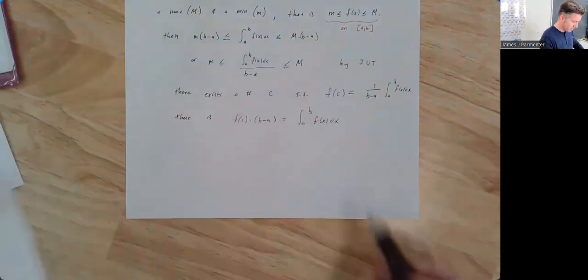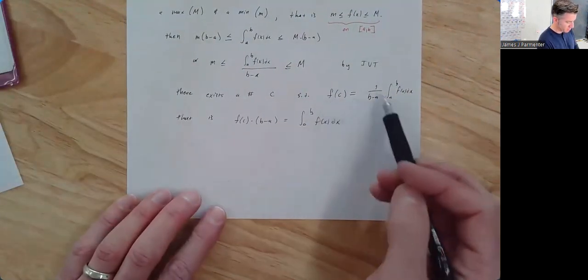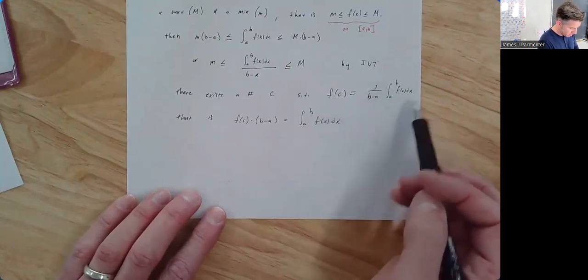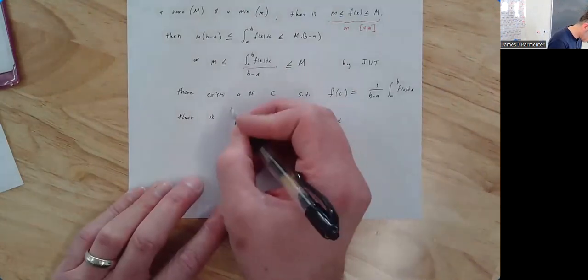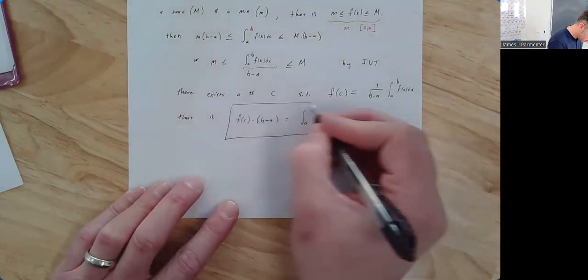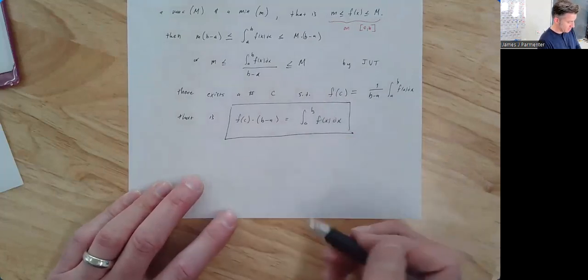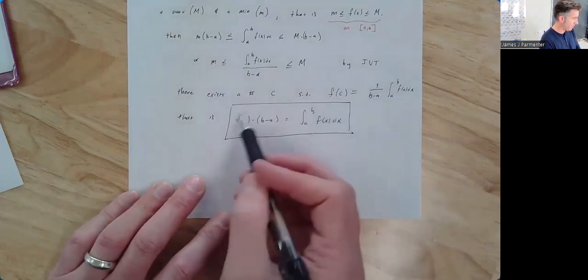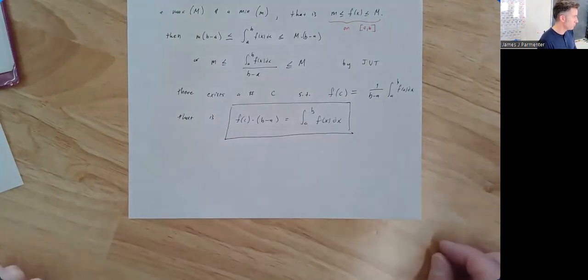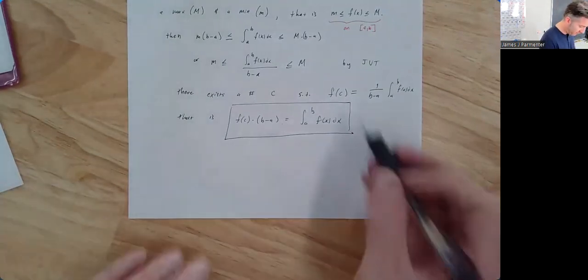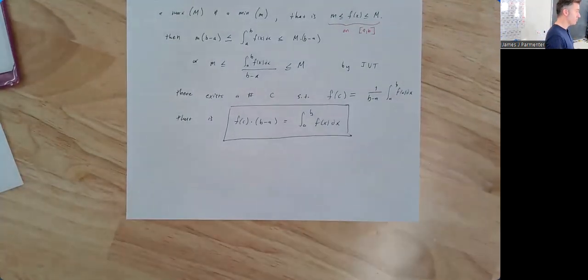Or in other words, there is a number c so that f of c is equal to 1 over b minus a times the integral from a to b of f of x dx. Or in other words, the result that the area under the curve is equal to the base times the height for some height in the interval. That is, yeah, that's exactly what they're saying. f of c is the average value of the function. But we're going to use that to finish the fundamental theorem of calculus.